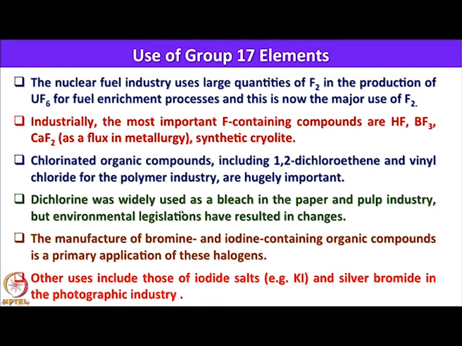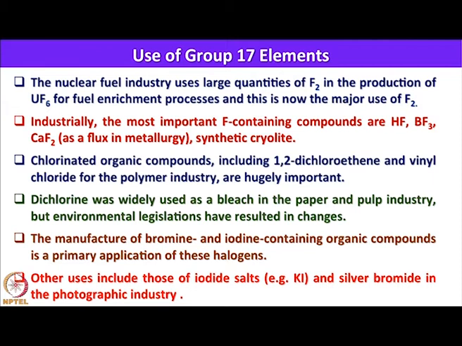The important uses of group 17 elements include the nuclear fuel industry, which uses fluorine in the production of UF6, uranium hexafluoride, for the fuel enrichment process, and this is now the major use of fluorine. Industrially, the most important fluorine containing compounds are HF, BF3, CaF2 and synthetic cryolite. Chlorinated organic compounds including 1,2-dichloroethane and vinyl chloride for the polymer industry are hugely important.